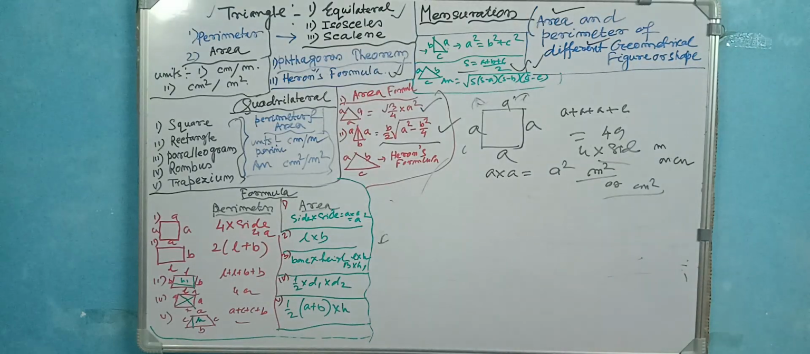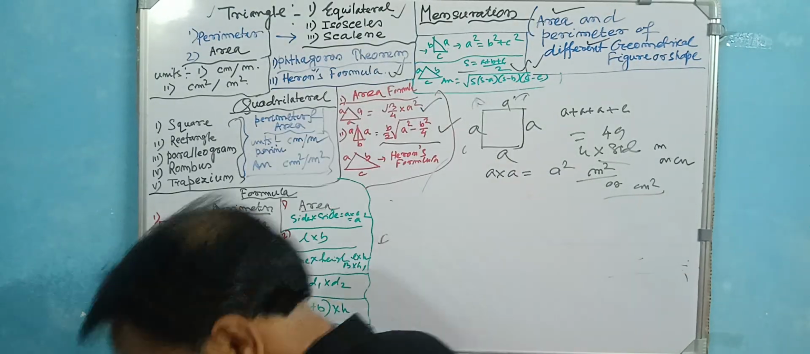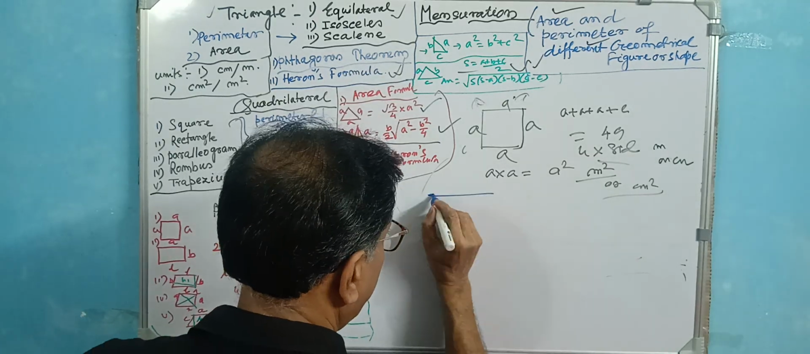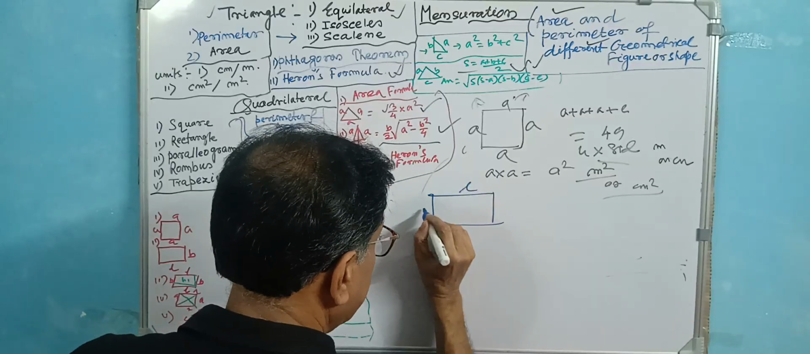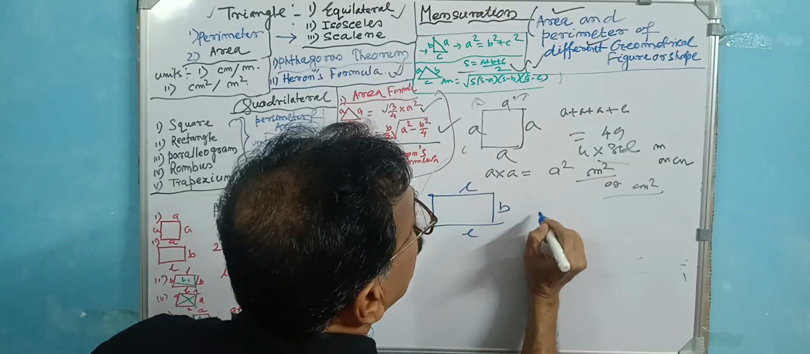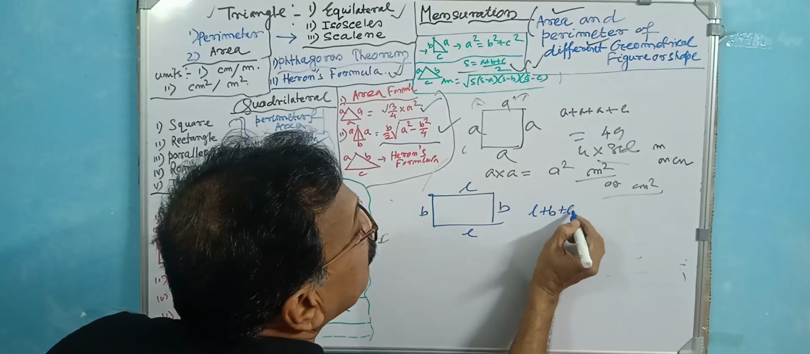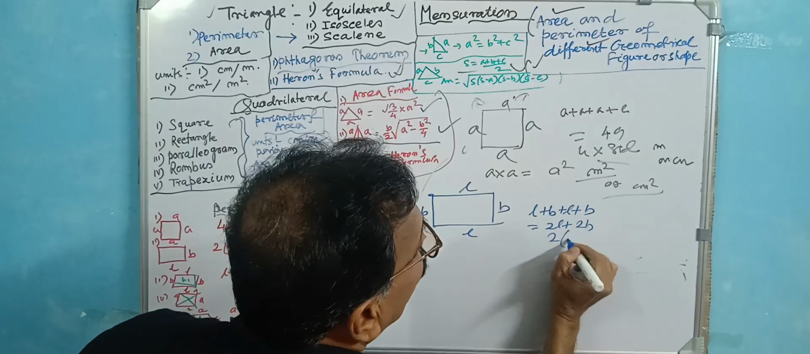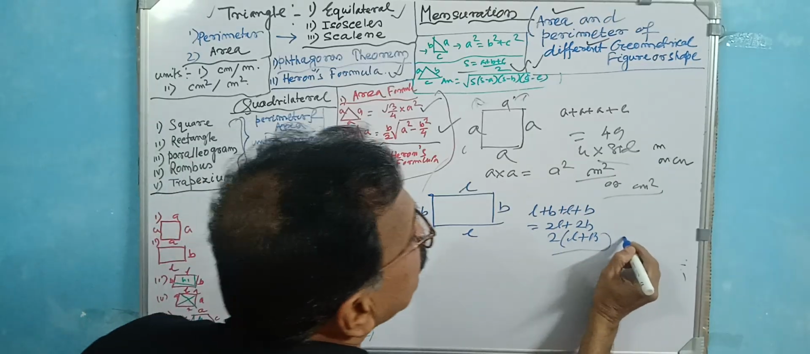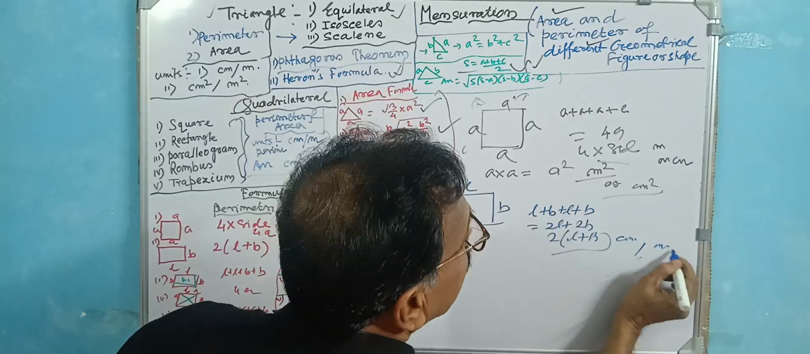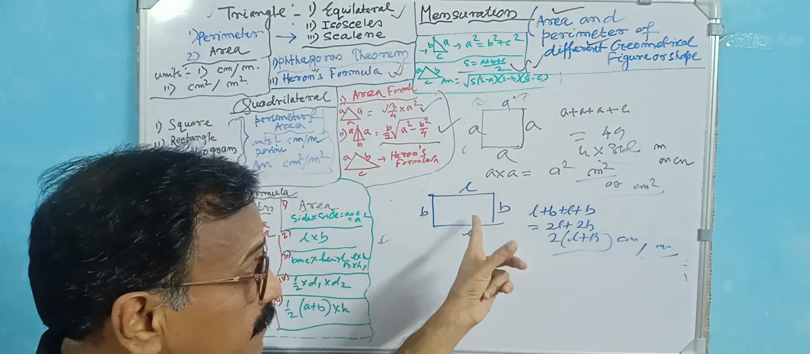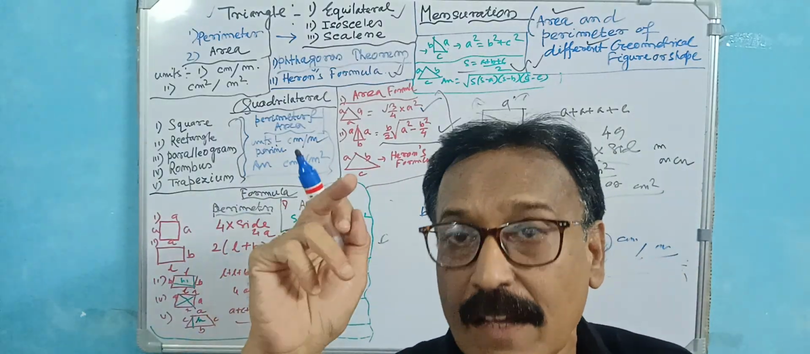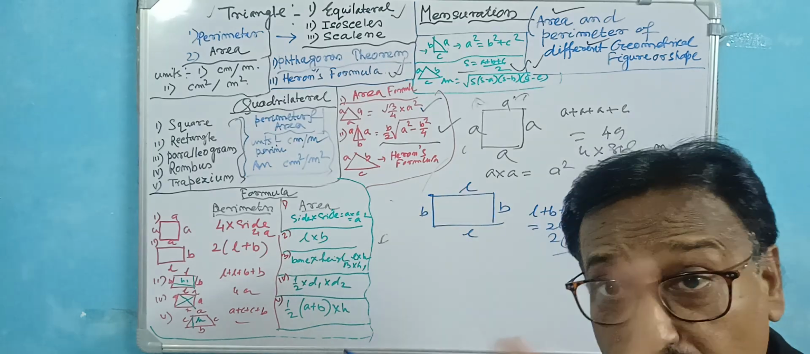So in case of the rectangle, that is very important. Rectangle. This is L, this is B, this is B, this is L. So perimeter is L plus B plus L plus B. So this is 2L plus 2B, very fast to calculate. That means the perimeter of the rectangle is 2 bracket, length plus breadth. That is the formula you remember.